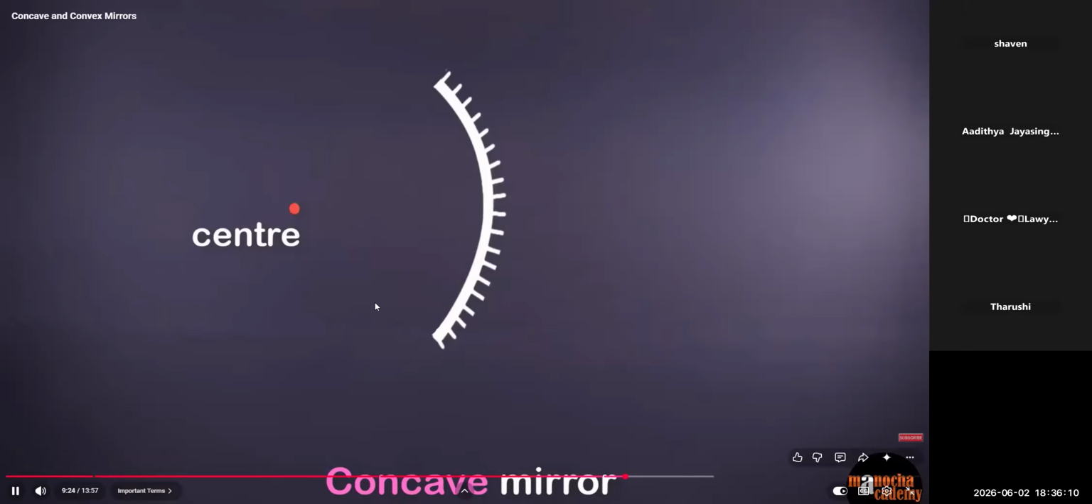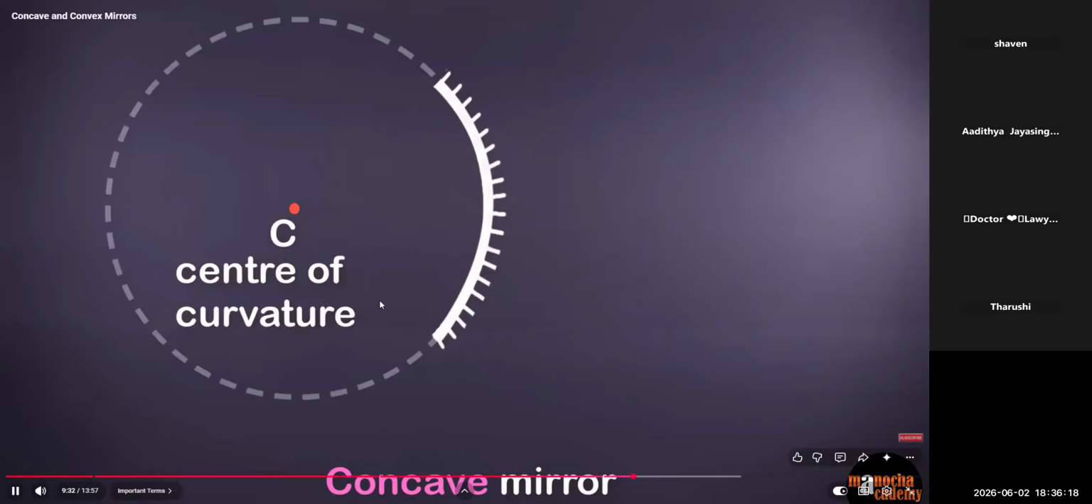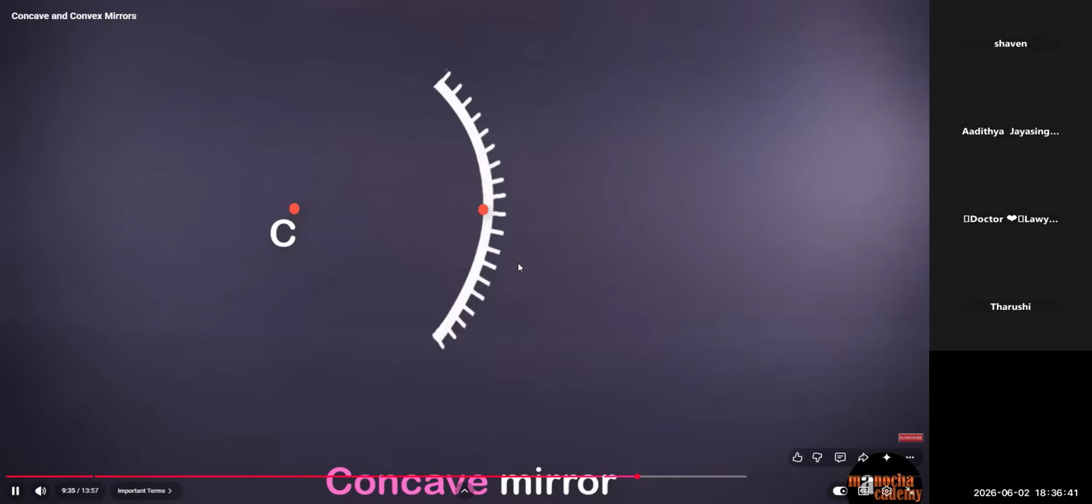Concave mirror. The center of curvature is the center of the hollow sphere of which the mirror is a part. The center of curvature is represented by C. Now see, when we are trying to carve or cut out this curve or the mirror from a sphere, the center of that entire sphere we call the center of curvature. What is that? Center of curvature. The center of the surface of the concave mirror is called the pole, represented by P here.